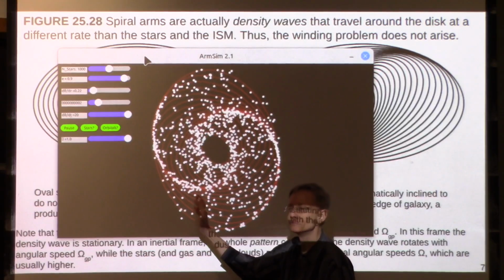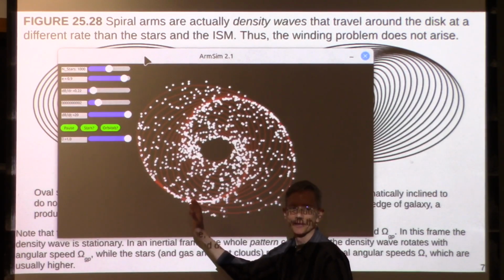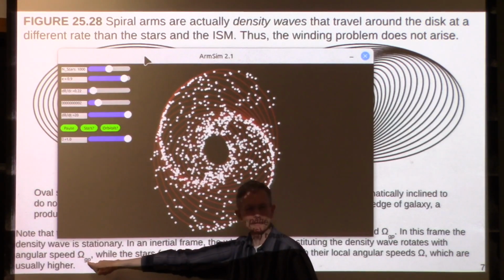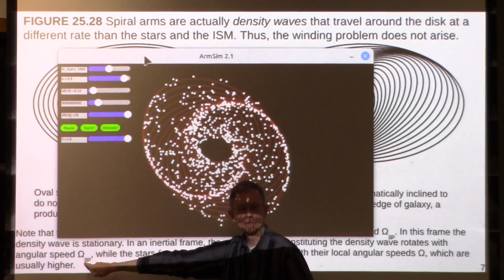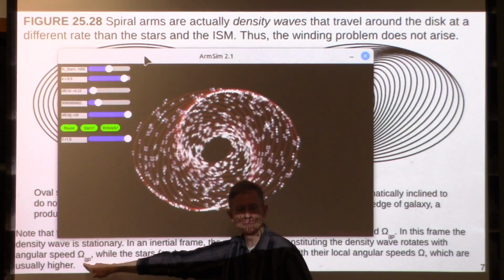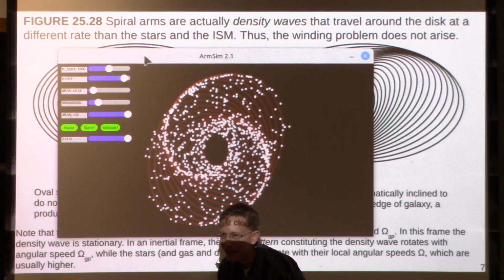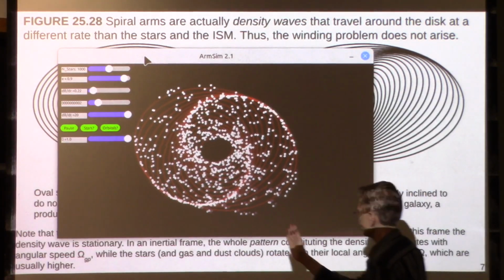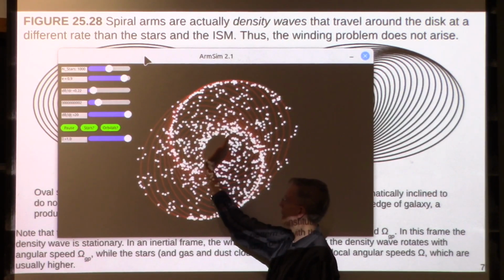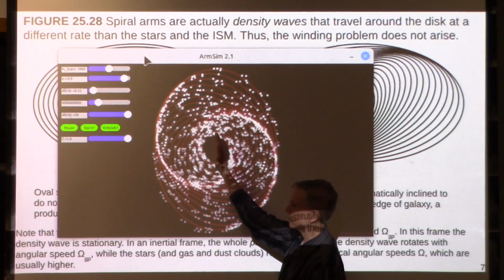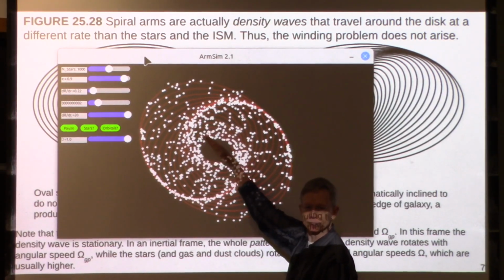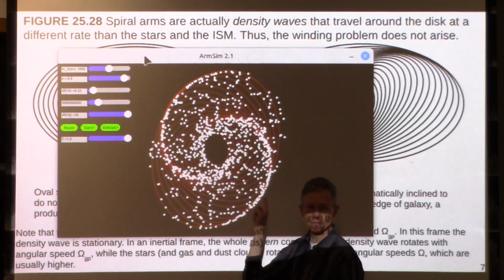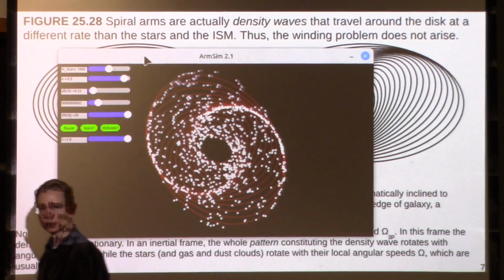It's omega GP, the global angular pattern speed. The global angular pattern speed is the angular velocity that the major axes are drifting around at. That's the global angular pattern speed, as opposed to the angular speeds of the stars, gas, and dust moving on their orbits, which is different from that.